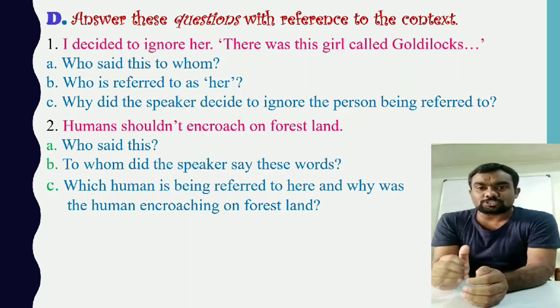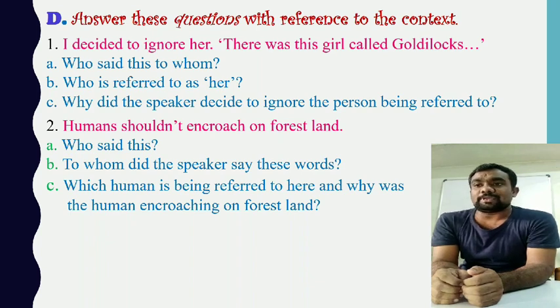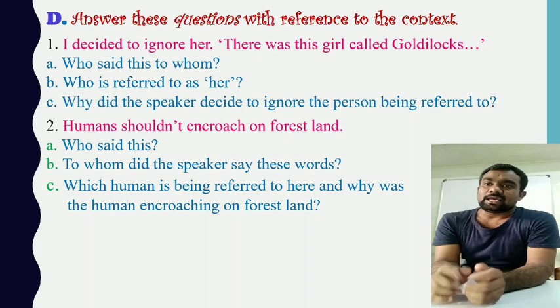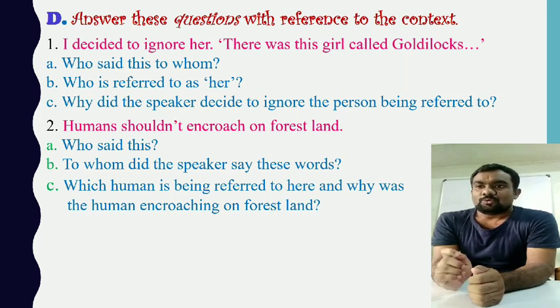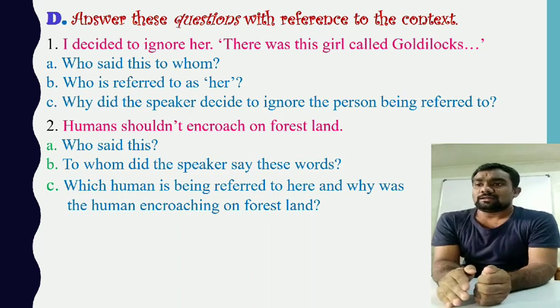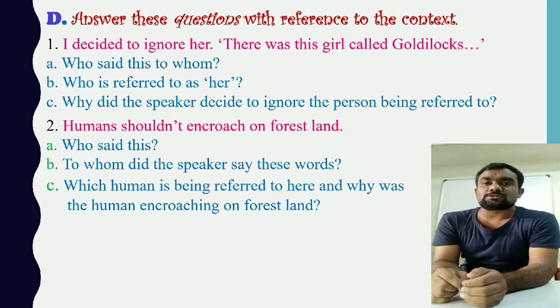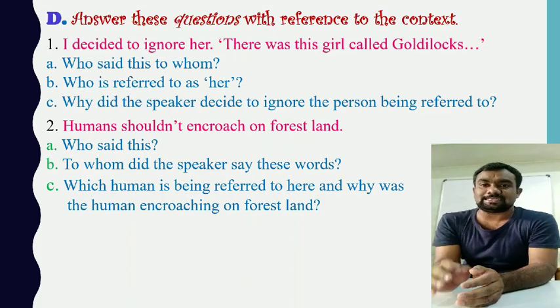Next is, humans shouldn't encroach on forest land. Who said this? Who speaks this statement? Janki speaks when she is told the story of Goldilocks. To whom did the speaker say these words? To the narrator, asking why people are exploring those forest lands. Which human is being referred to here, and why was the human encroaching on the forest? Here her means Goldilocks's grandmother is referred to, because Janki says that she is living in a jungle, while the jungle is the place where the animals live. It is not a place for humans. That's why she said like this.